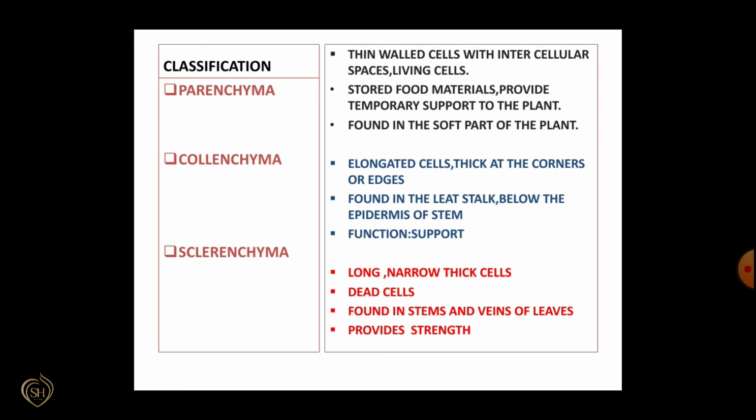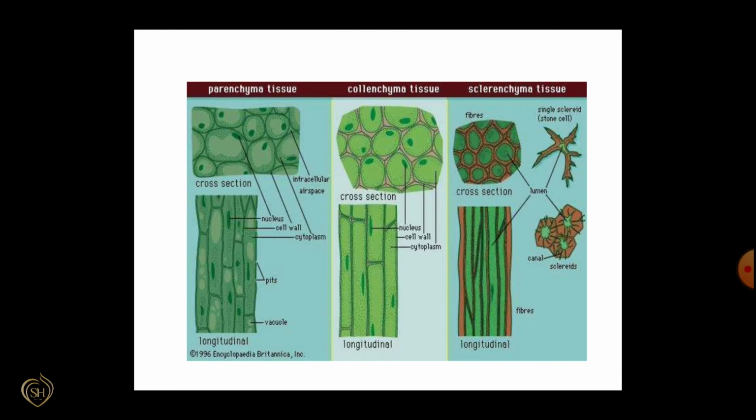Third one, sclerenchyma. These are mainly composed of long, narrow, and thick cells. These are dead cells. These are mainly located in stems and veins of the leaves as fibers. It provides strength to the plants. These are the pictures of parenchyma tissue, collenchyma tissue, and sclerenchyma tissue.